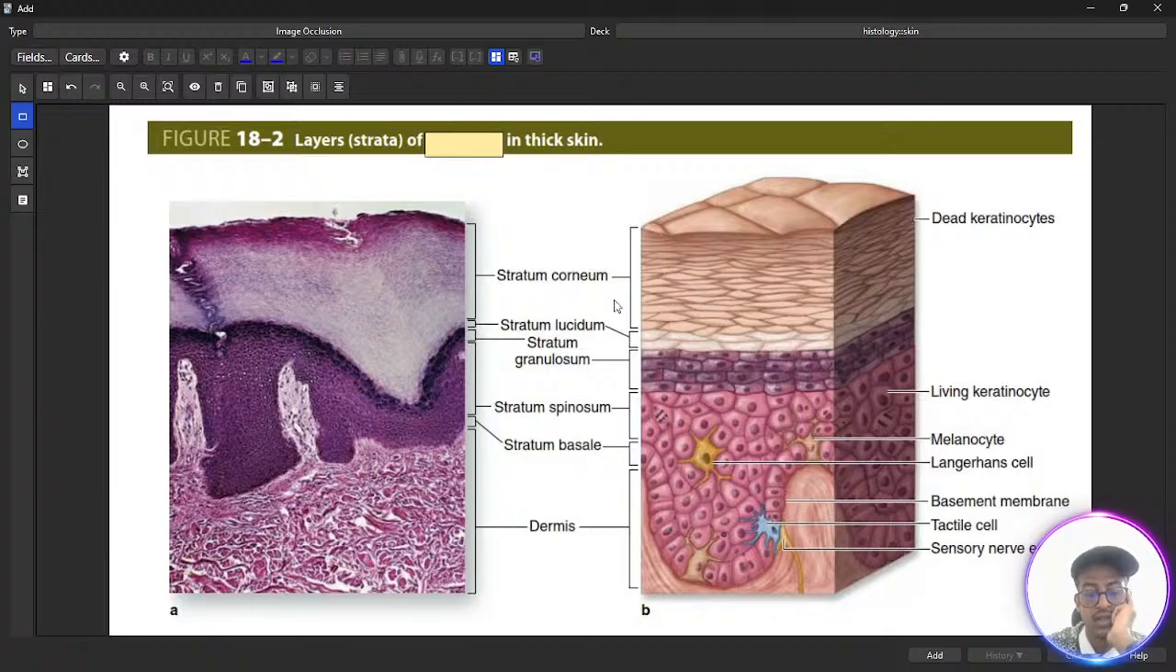Okay, you see this. So the upper one is stratum corneum. This one is stratum corneum, the dead keratinized layer.